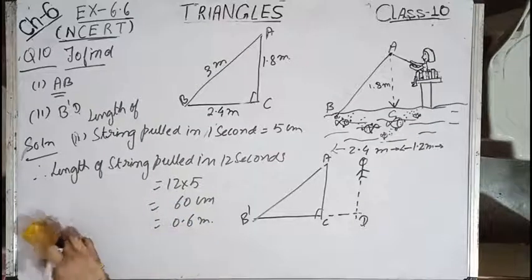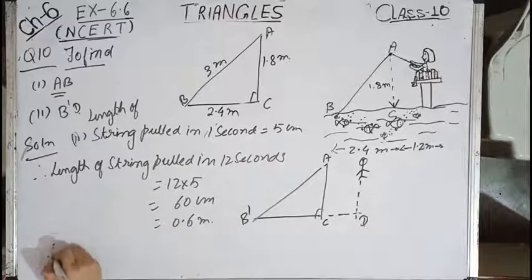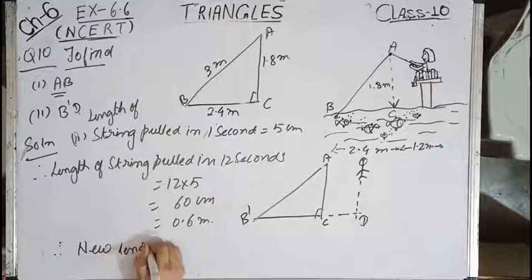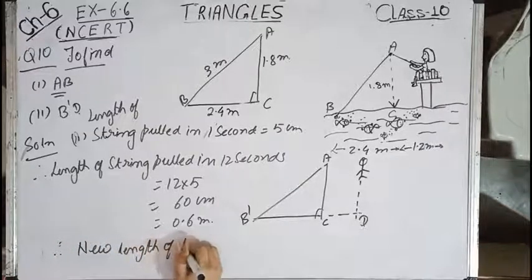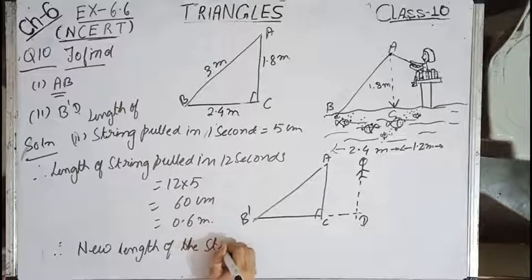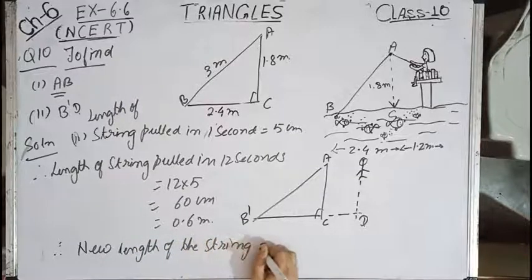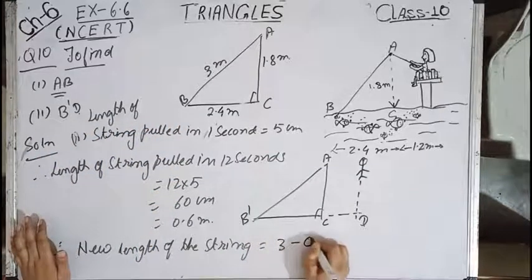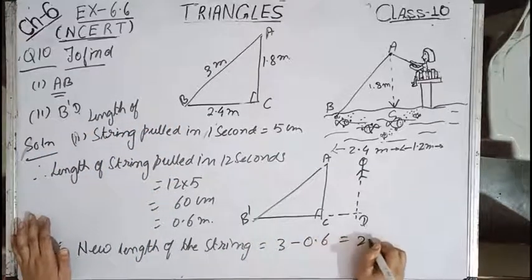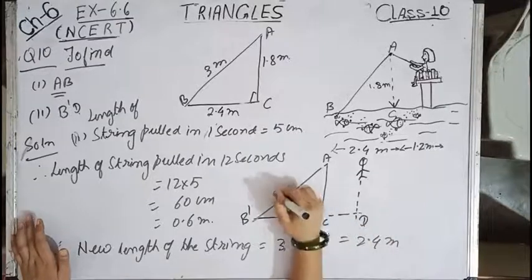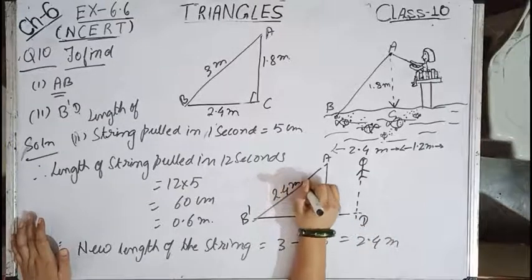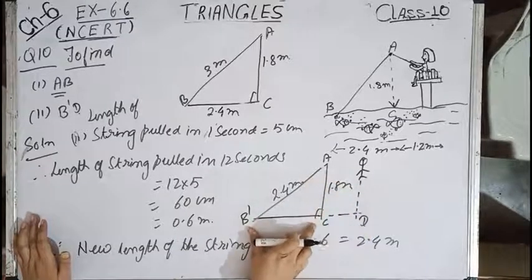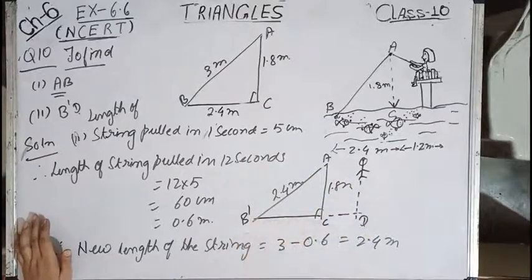So the new length of the string equals how much it was? 3 meter. So 3 minus 0.6 equals 2.4 meter. Now this length will be 2.4 meter. This is already 1.8 meter. Now we have to first find B dash C and hence B dash D.